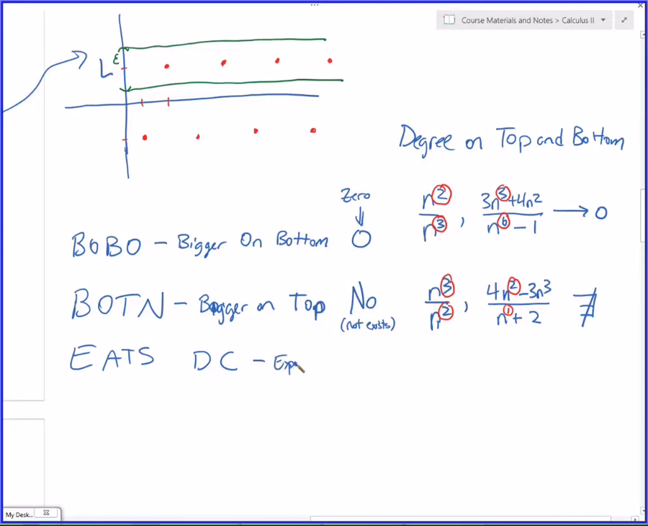Exponents? Yeah, I forgot to for a second. Are the same. Divide coefficients. Right? EATSDC.